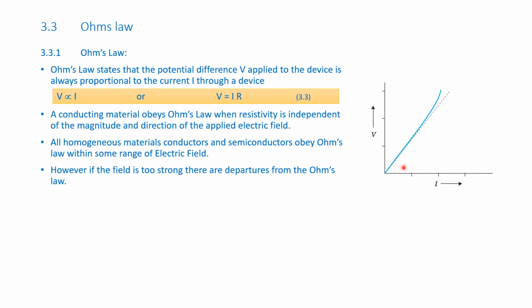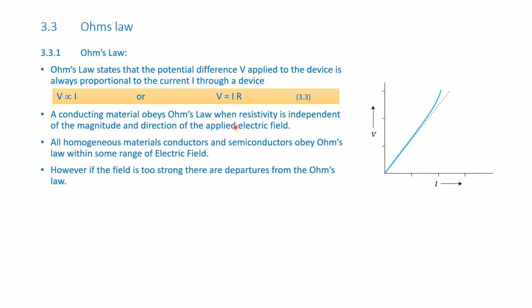Here, please see the graph on the right hand side. Current is plotted on the x-axis and voltage is given on the y-axis. As we increase the current, the voltage also increases, or inversely, if we increase the voltage, the current also increases. That means voltage is directly proportional to the current and the constant of proportionality is R.